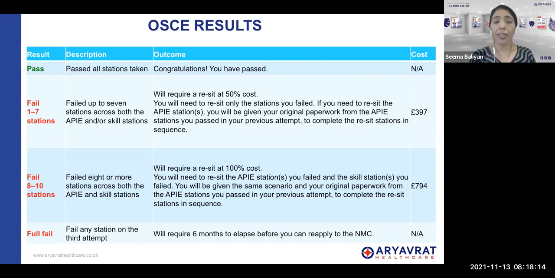If you fail 8 to 10 stations, then also you can take the reset, but you will be required to pay 100% of the fees. And still you will be getting the same 10 stations which you have failed.